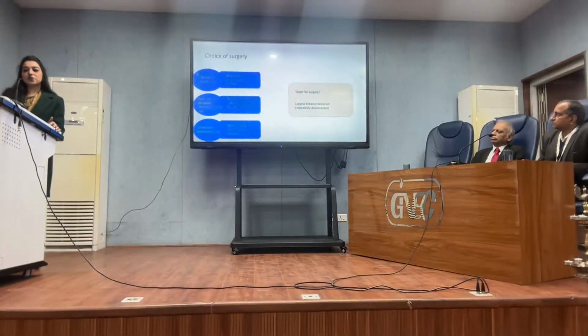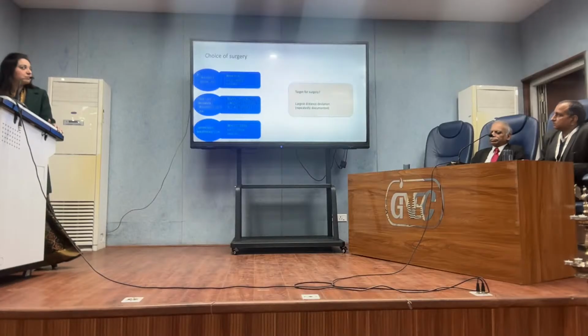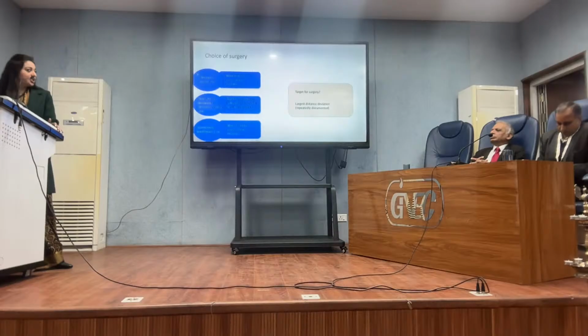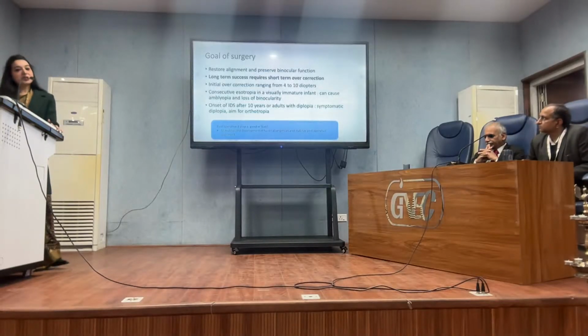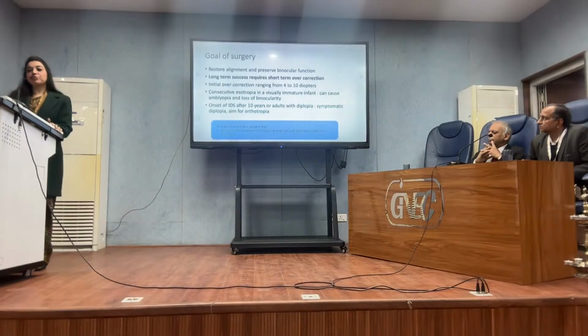Then, choice of surgery. Divergence excess type should preferably be treated by bilateral lateral rectus recession. Convergence insufficiency by a bimedial resection. A basic or a simulated divergence excess can be treated by bilateral recession or a unilateral LR-MR. The goal of surgery is to restore the alignment and preserve binocular function.